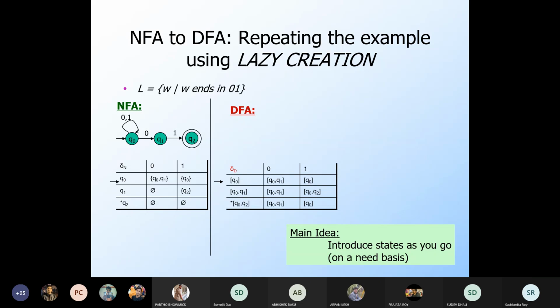Out of the 3 subsets which we have added, one of them is the final one, because the final state in the NFA was Q2, and you can see only Q0, Q2 has that final state. So that is going to be the final state. So introduce states as you go on a need basis. And when you draw the diagram, it is the same DFA as before. So this is a slightly more clever way of going about it.